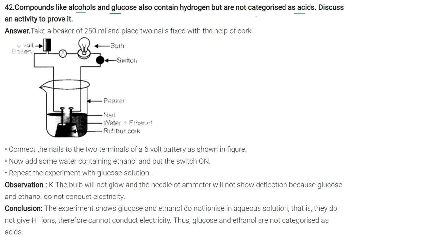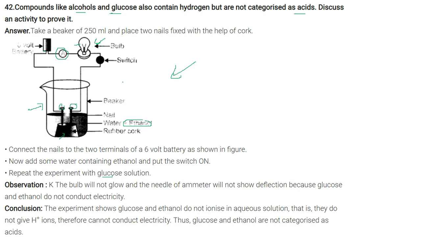Discuss an activity to prove it. So what we will do, this is the figure. We'll take a beaker, say 250 ml, and we'll place 2 nails which are fixed on a cork. We'll connect the nails to 2 terminals of a 6-volt battery as shown in this figure. We'll now add some water containing ethanol and put the switch on. Then we'll repeat the experiment with water with glucose. So the observation is the bulb will not glow, and the needle of the ammeter will not show any deflection because glucose and ethanol do not conduct electricity.